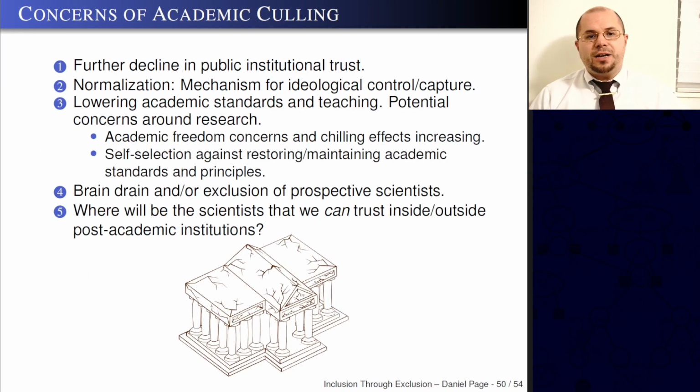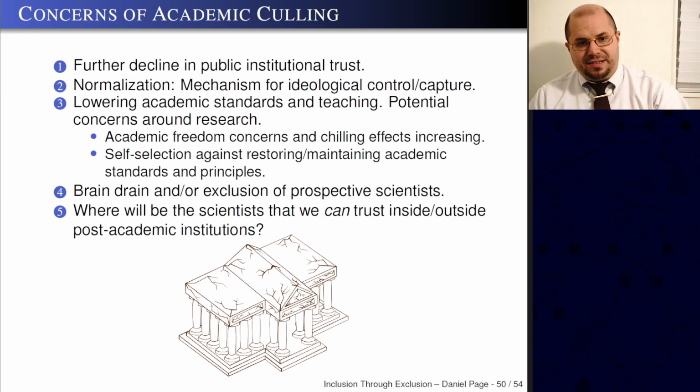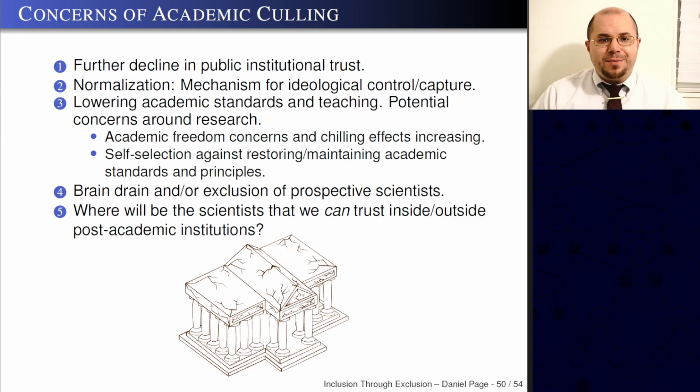So there's major concerns of academic culling. First, there's the further decline of institutional trust. Institutional trust in many polls has been going down. The other concern is normalization. One thing I've been noticing alongside this is the increase of DIE pledges is also coming along with some universities starting to impose these types of trainings on faculty and even students. So this is the normalization phase. Some people might know this from the topic of ideological subversion. That's what I'm referring to here. This is one serious concern. Ultimately, there's the concern of lowering academic standards in teaching and potential current concerns about research, as I discussed earlier. So ultimately, there's issues of brain drain, and ultimately, where are the scientists going to be that we can trust? The ones that are of the 3, the ones that respect academic principles.